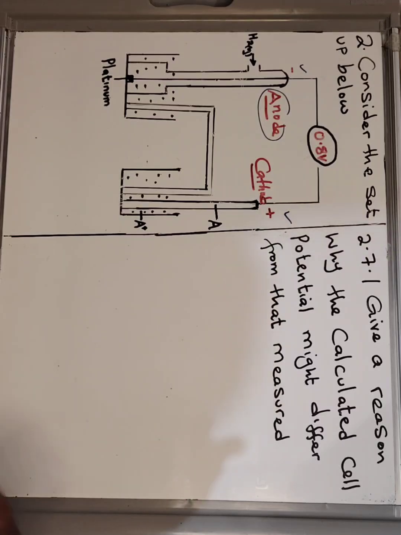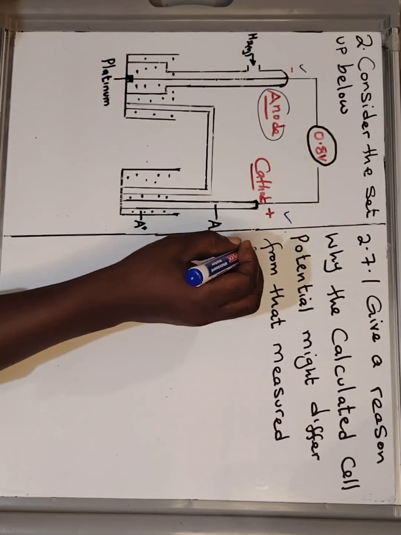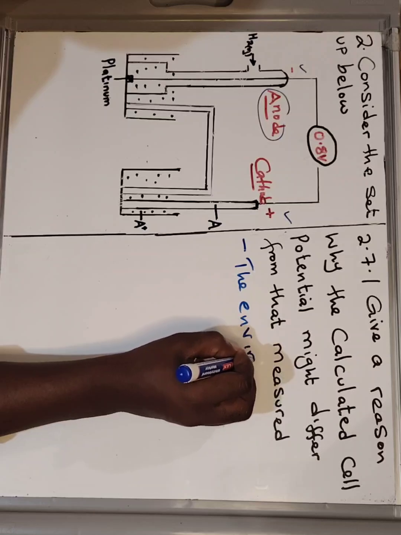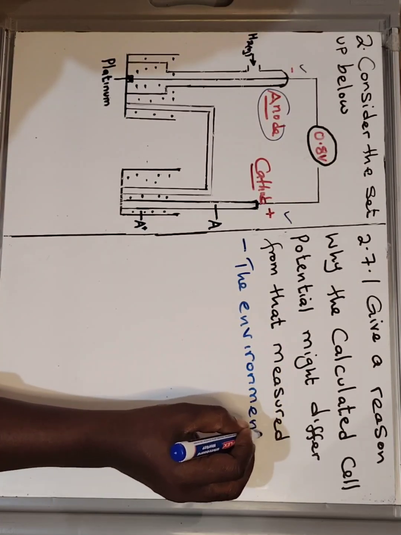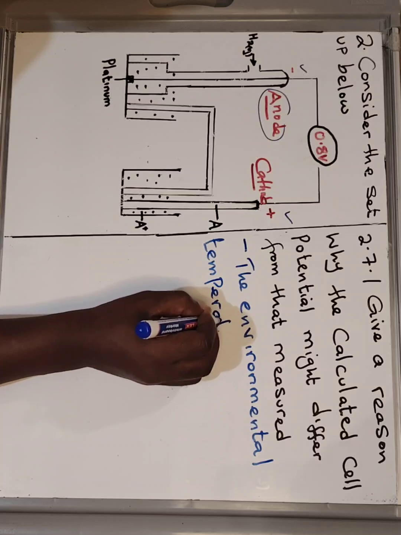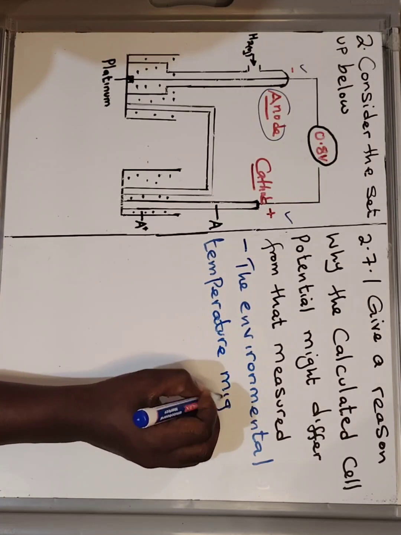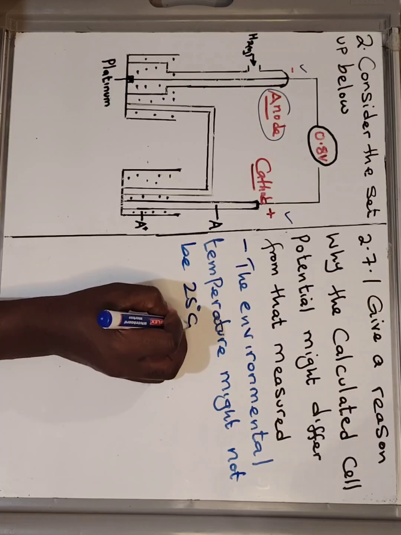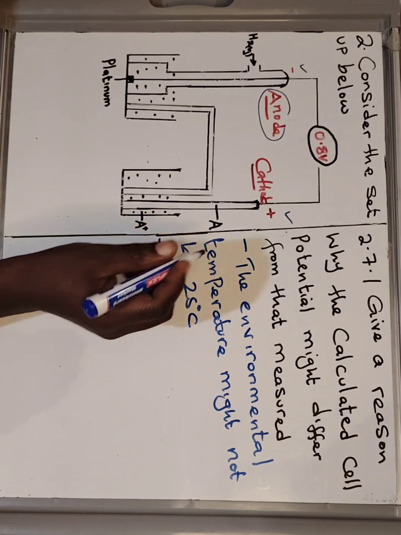Now, this question is answered by looking at the deviations from the standard conditions. It's the deviation which causes the difference in the readings we obtain. What are the deviations? You have to go and look at the standard conditions. First one, the environmental temperature might not be 25 degrees Celsius.